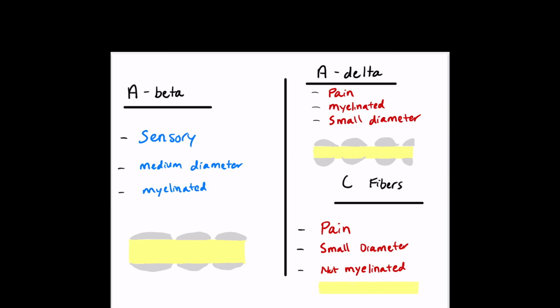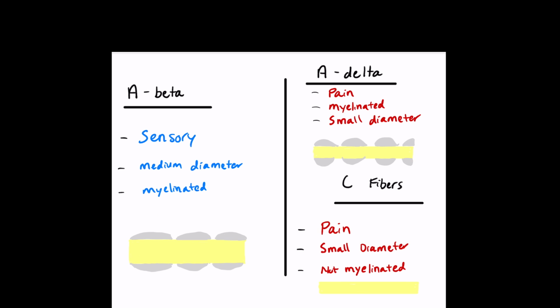Here we have 3 different types of nerve fibers that all have a role to play in the Gate Control theory. On the left side, we have the A-beta fibers. These are the fibers that will carry sensory information, as in temperature, sensation, or even the sensation you feel with electrical stimulation, which can also be known as a TENS unit. They have a medium diameter and are myelinated. Therefore, they have a fast signal speed going through the nerve.